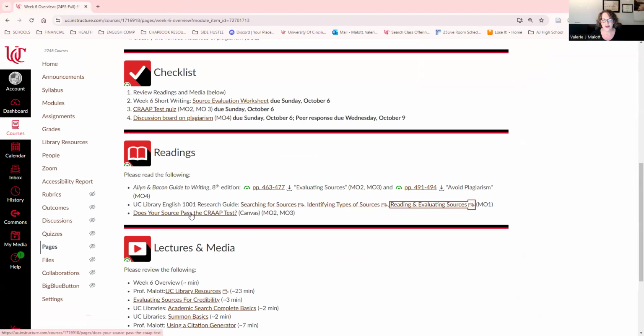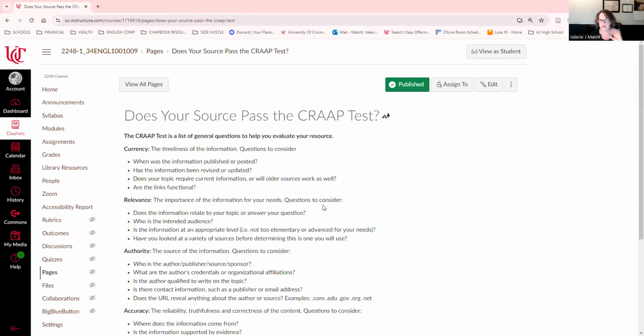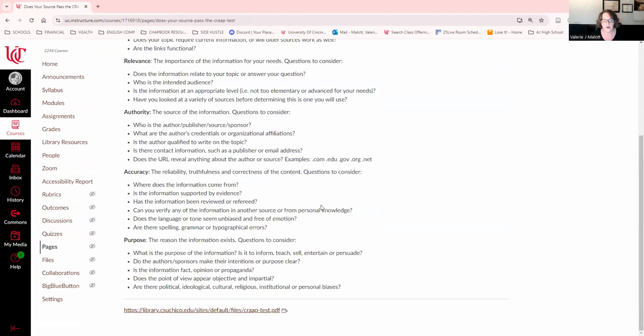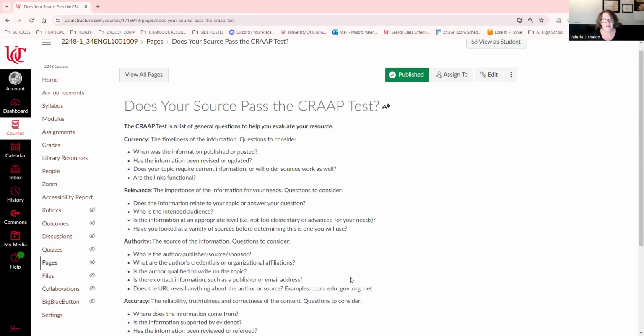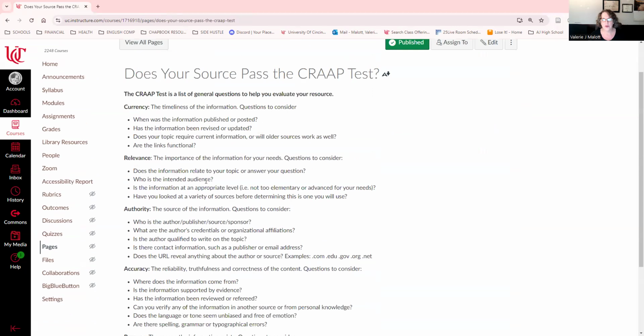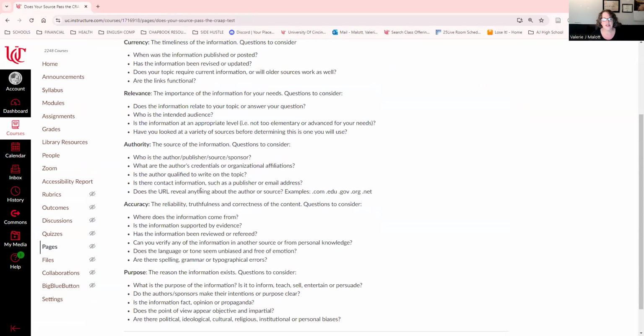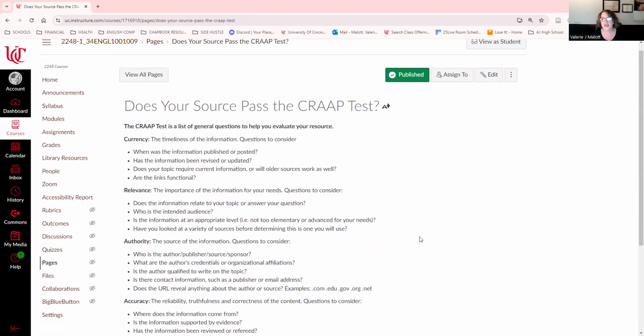Then we have, does your source pass the CRAAP test? So I made this into a Canvas page instead of providing you with yet another PDF. However, if you want it as a PDF, you can download it from this website. This is where I got the information. It is Creative Commons, so I'm not plagiarizing, but it takes you through the various criteria for the CRAAP test. So CRAAP stands for currency, relevance, authority, accuracy, and purpose. And then there are a list of questions under each of those categories that will help you when you are evaluating your sources. So please make sure that you take a look at this.